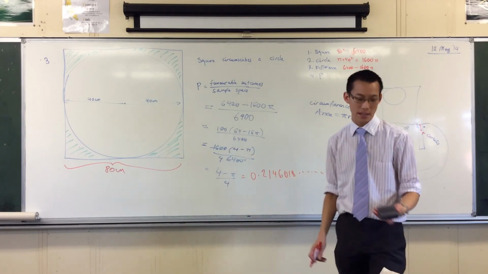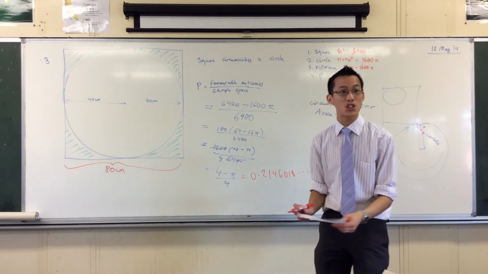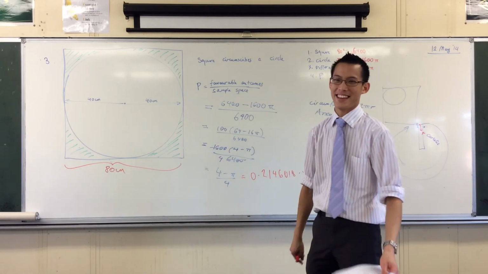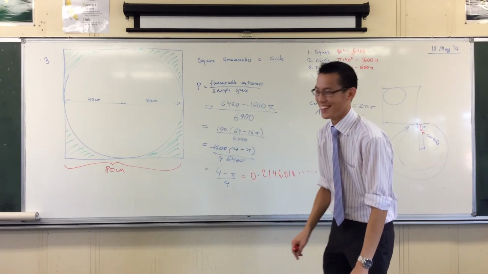Now the reason why I can stop is they only want 2 decimal places. Don't they? So 0.21.